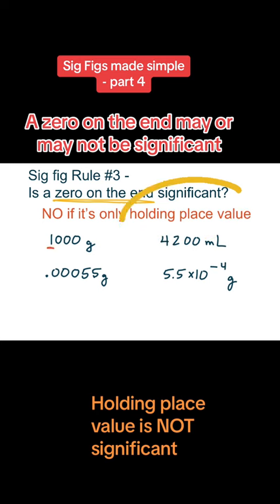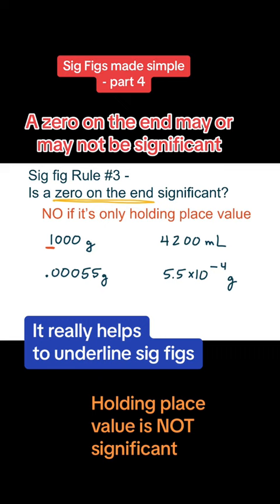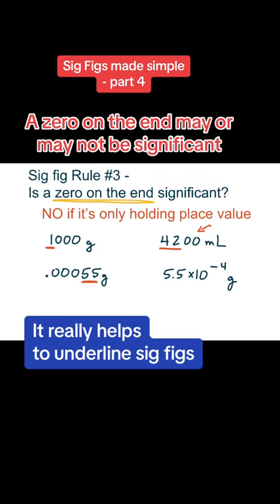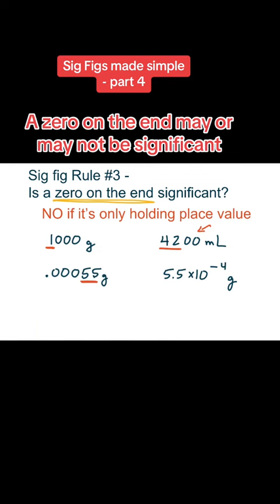So I've got, in this number, the only significant digit is a 1. The other 3 zeros are just holding place value. Over here in the milliliters, I've got 2 sig figs. I like to underline my sig figs. And you say, well, what are those zeros doing right there? Those are placeholders. Okay? And then this decimal down here, the only sig figs are the 5 and the 5. Those little zeros after that decimal are placeholders.